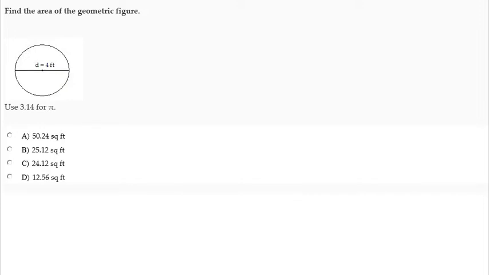Find the area of the geometric figure. Now we know that this geometric figure is a circle that's shown here. A circle is shown with a diameter of 4 feet.